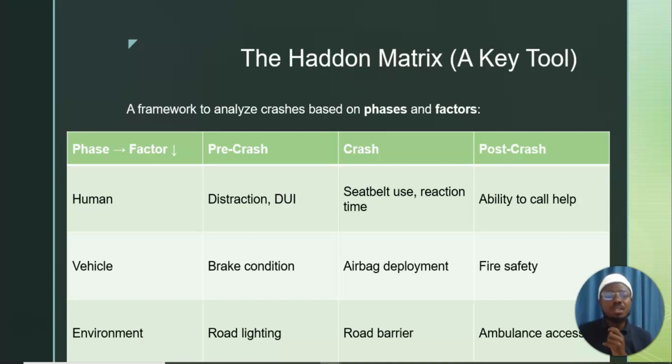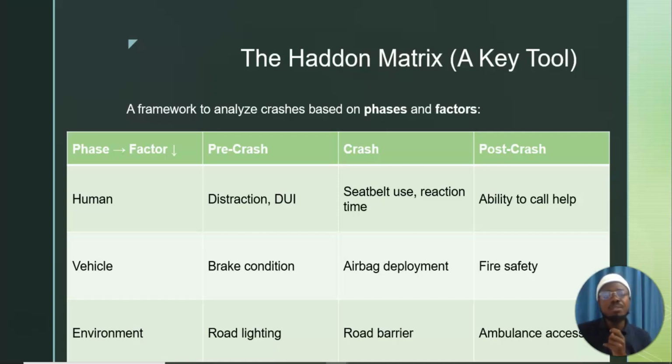Then when the crash happens, what are the possible things we have? The seatbelt use and the reaction time. So that is under the crash. Then the post-crash might be the ability to call for help. So that is under the human phase. But under the vehicle, what could have led to the crash might be the brake condition. During the crash, what would help is the airbag deployment. And the post-crash might be the fire safety, in case there is a fire incident in the vehicle.